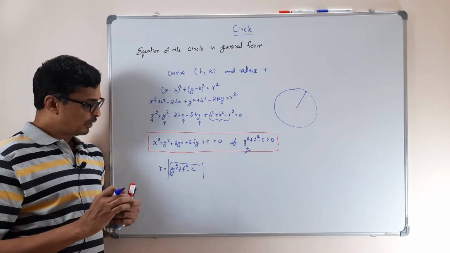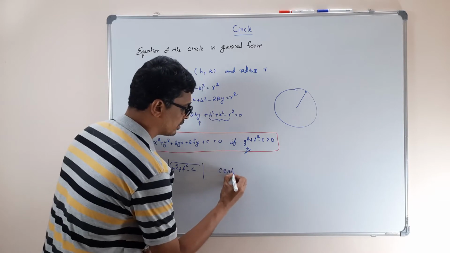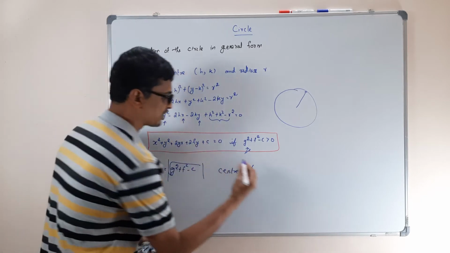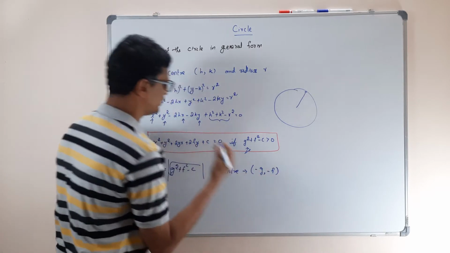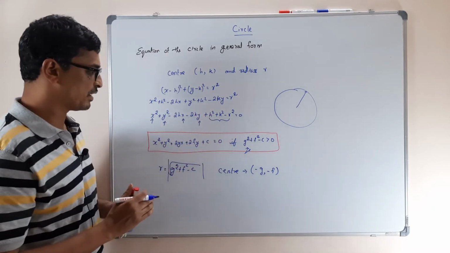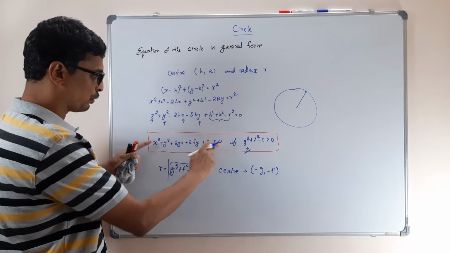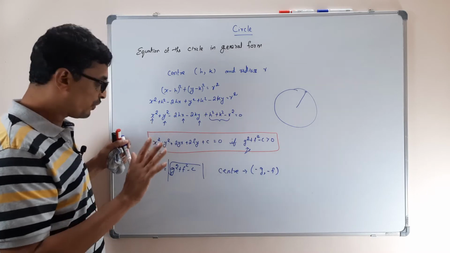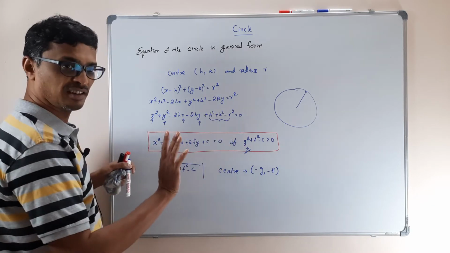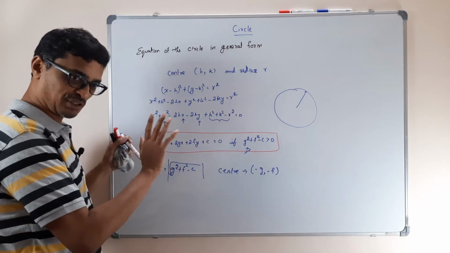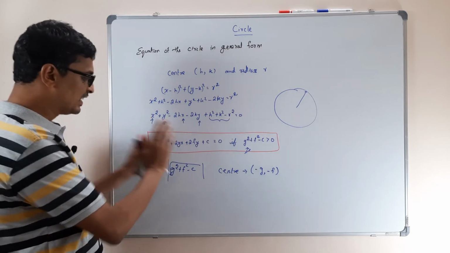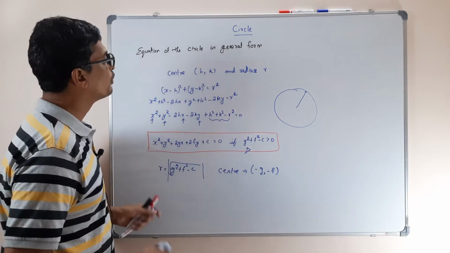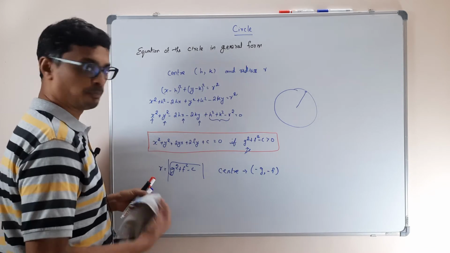Now what will be the center? Tell me. Minus g comma minus f. Correct, because it's the same thing, h and k is the center. So if they give any general form of this equation, what you have to first identify is whether this forms a circle or not. How will you check? Just find out r square. If r square is positive, then it can be a circle. When it can be a circle, you can write minus g and minus f as the center of the circle. Okay, so let us do one problem.